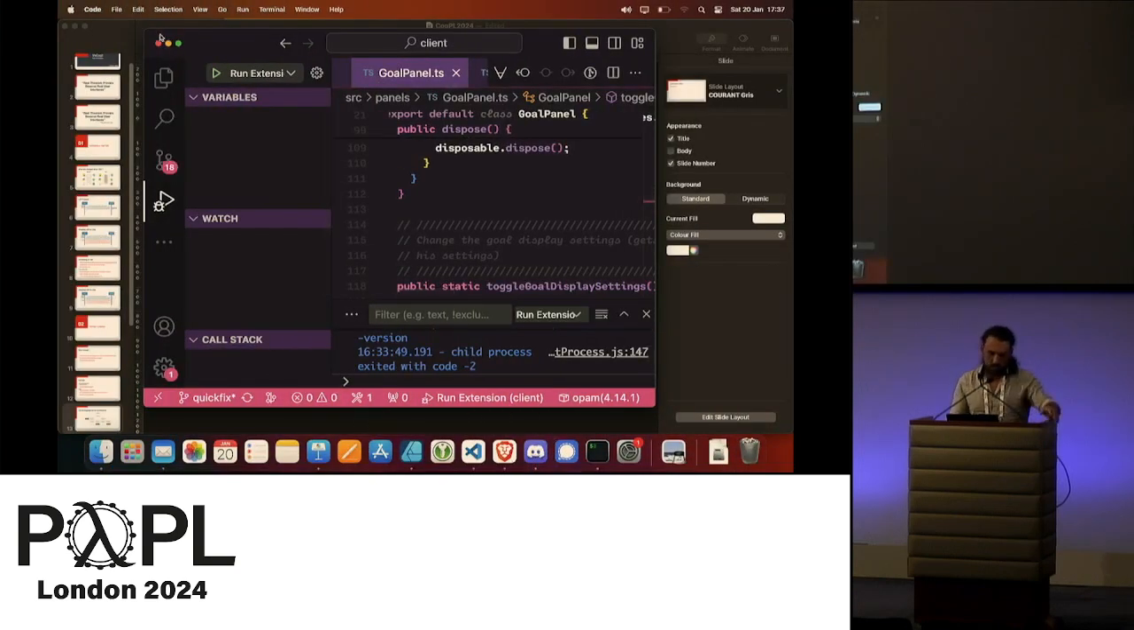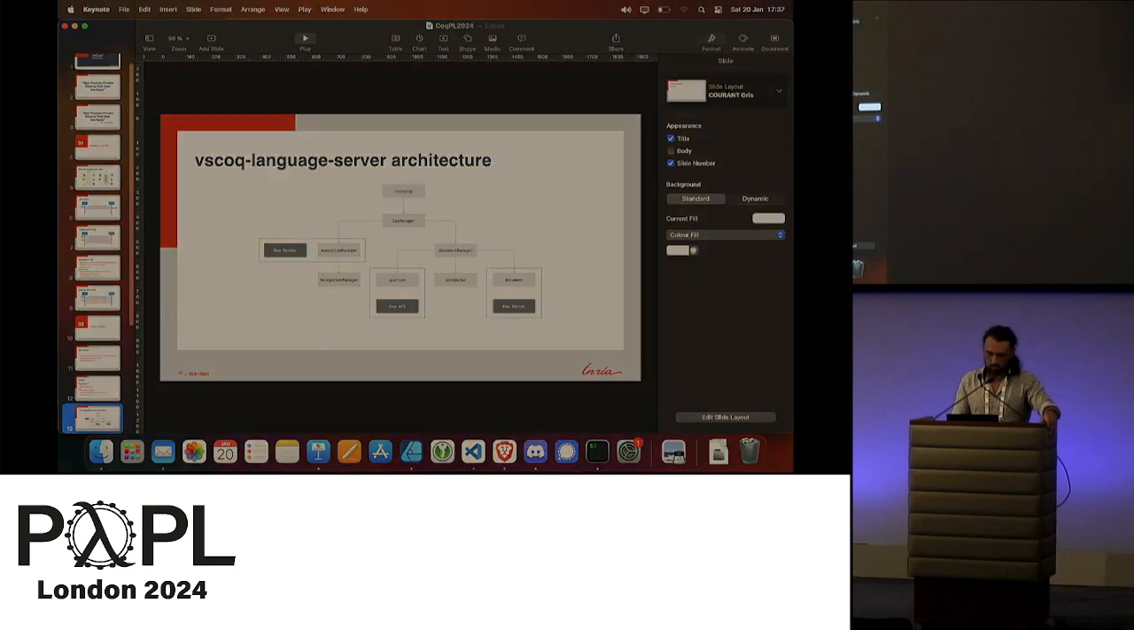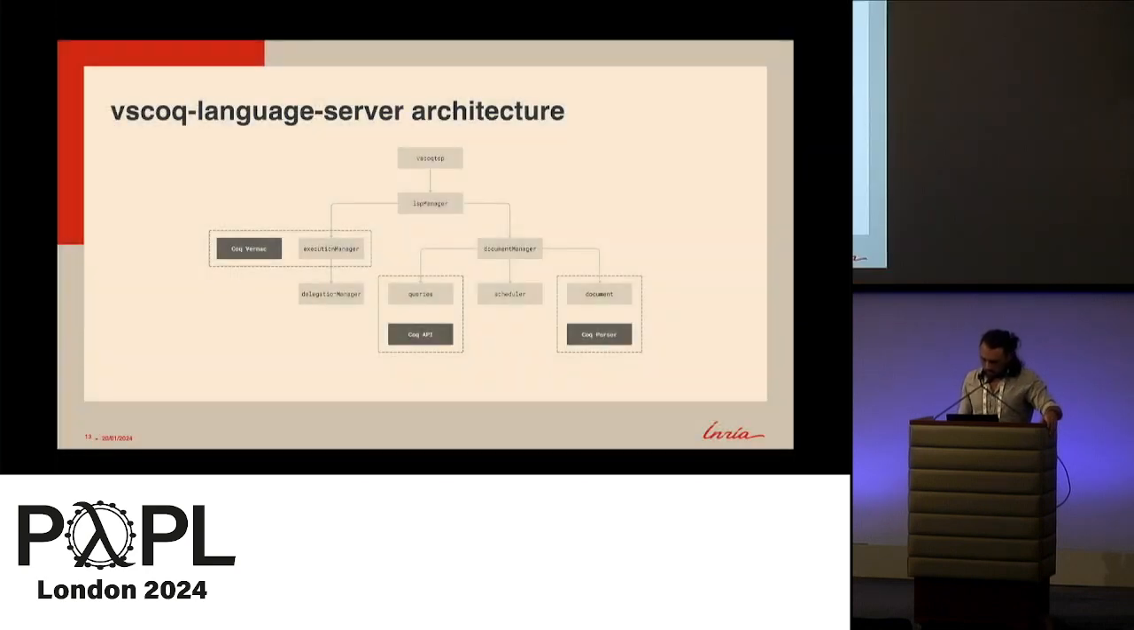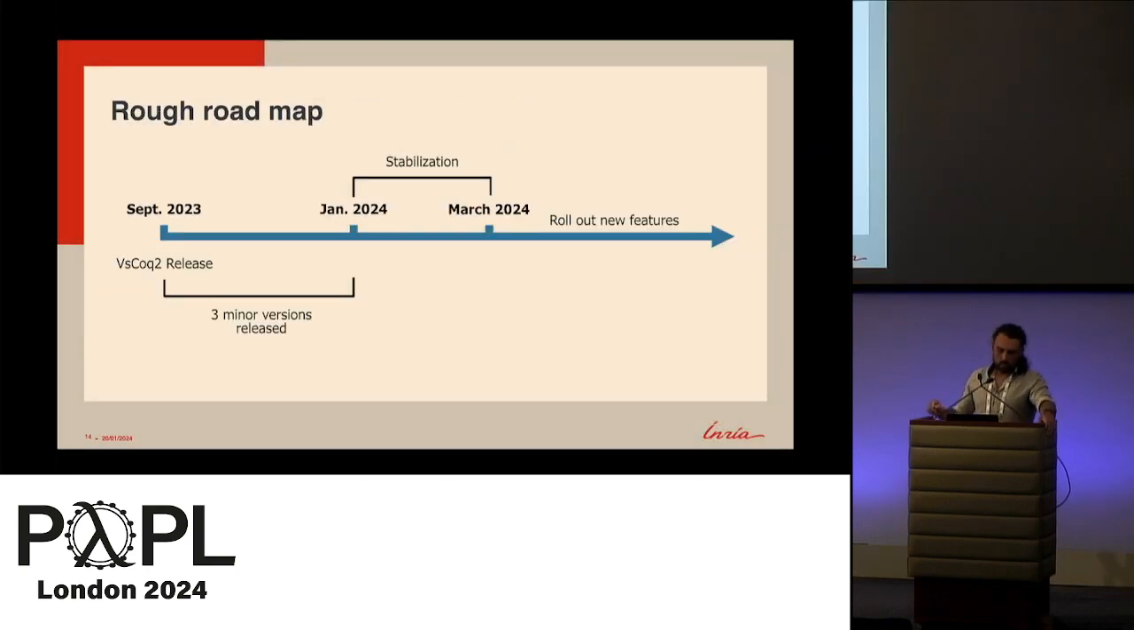Now I'm going to try and find my, there we go. To give you a rough idea of where we are at the moment, we released VsCoq in September. There have been 3 minor versions since then, and we're working on some stabilization at the moment, and we hope to roll out quite a lot of new features after March and in the coming new year. So you'll see quick fix, probably also stuff like jump to definition, and things should come quite quickly.